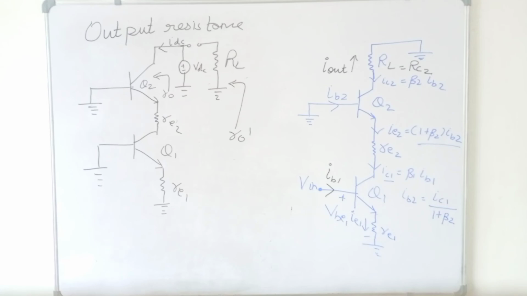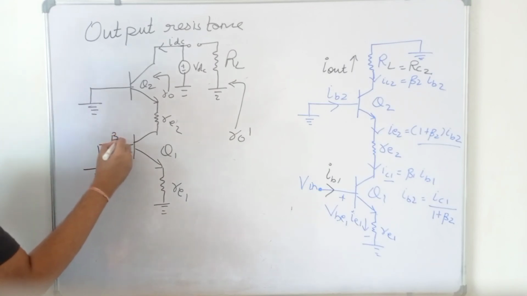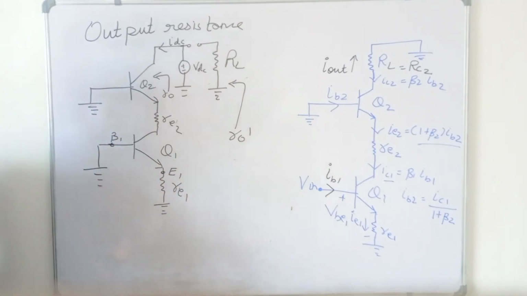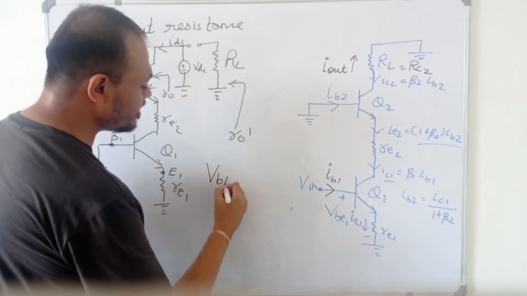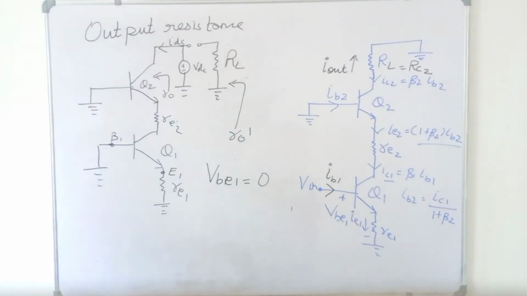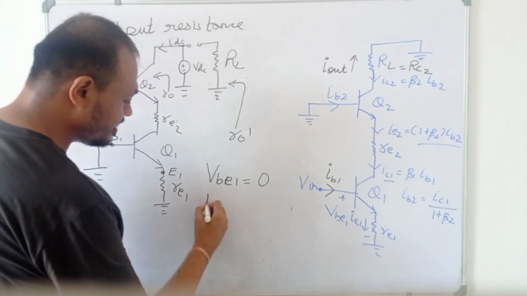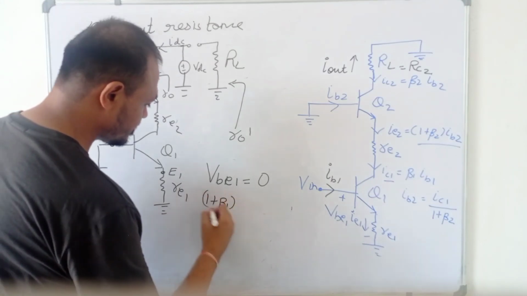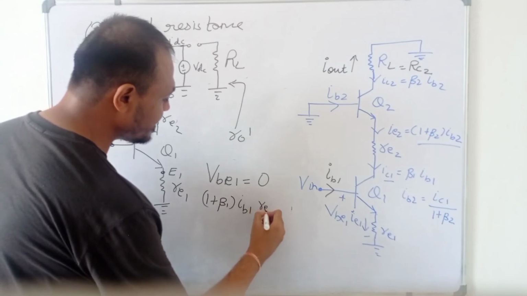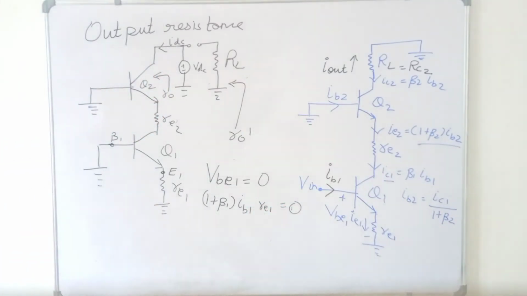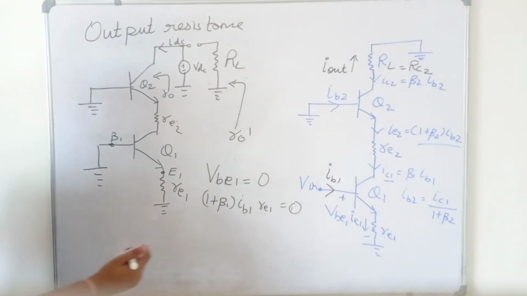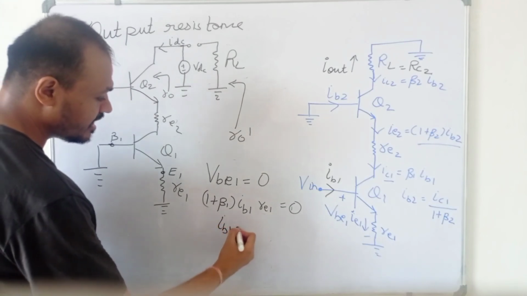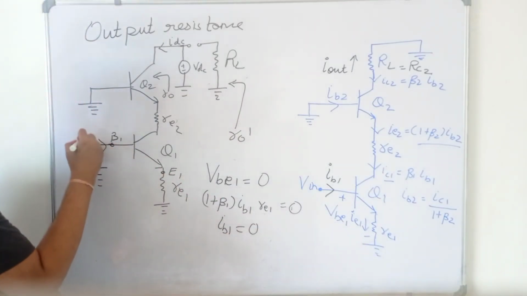Okay, so VBE1 is equal to 0. Now see, this is base B1, this is E1. So both base and emitter are connected to ground, so VBE1 is equal to 0. And VBE1 is nothing but 1 plus beta 1 IB1 into RE1, which is equal to 0. So it means nothing but IB1 is 0. IB1 is 0, so this current is 0 ampere.